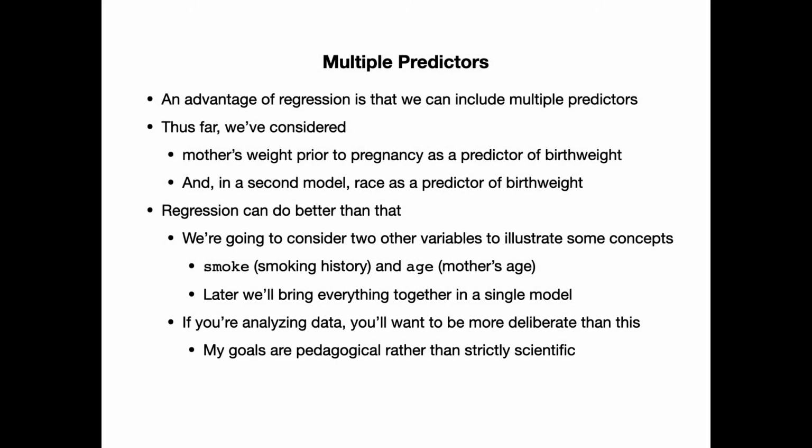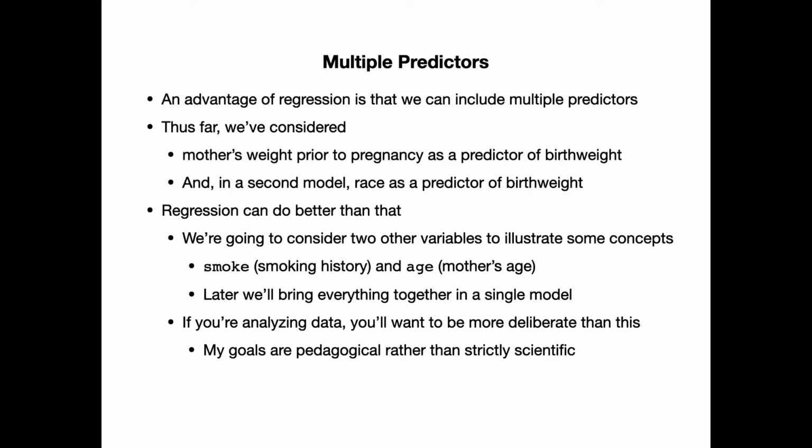Okay, up to this point, our primary use of regression has been to have a single predictor. So we had mother's weight at one point, and then we had race. Now that got split into two variables, but it was still a single construct that we were dealing with. But an advantage of regression is the idea that you can get multiple predictors in your analysis.